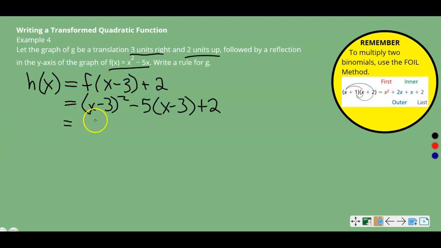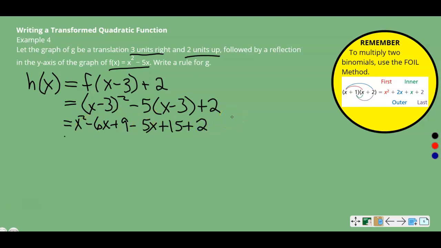We're going to have x squared. Our 2 middle terms would be negative 3x and negative 3x, which is negative 6x. And then negative 3 squared is plus 9. Any number squared is going to be positive. Then we have to distribute the negative 5, so negative 5x. Negative 5 times negative 3 is plus 15. And then again, bring down your plus 2.